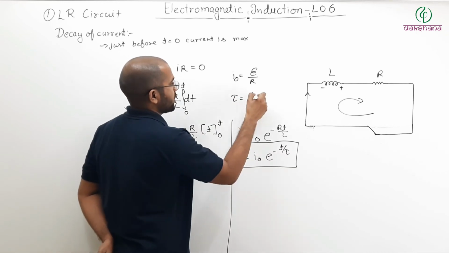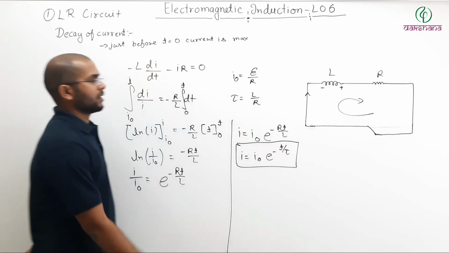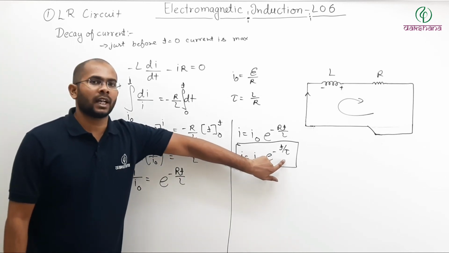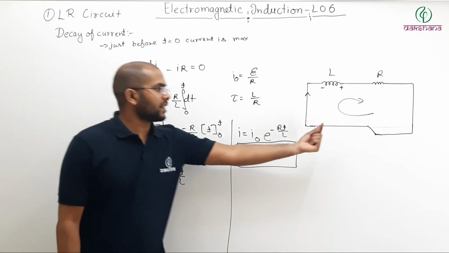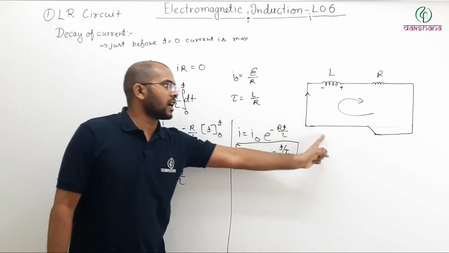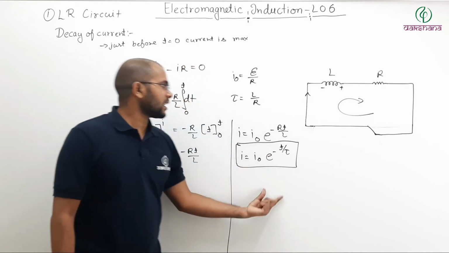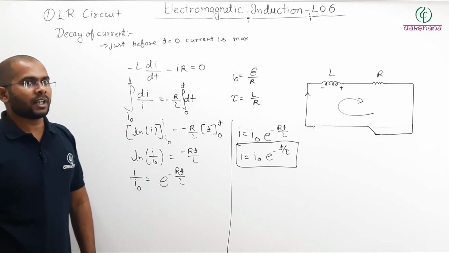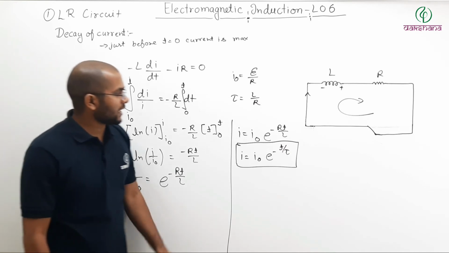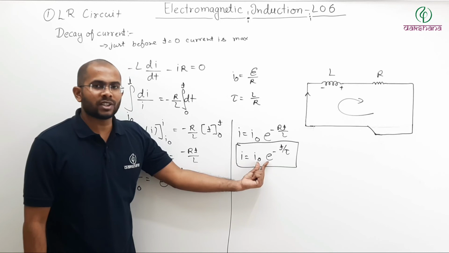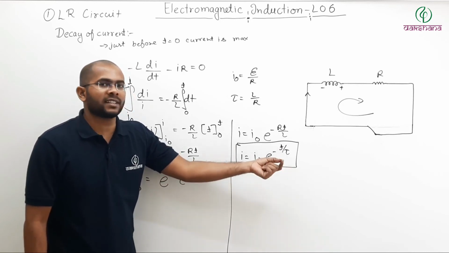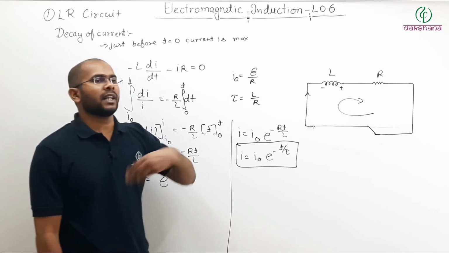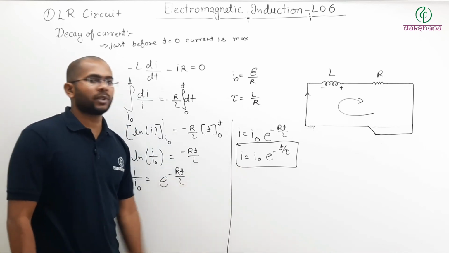Time constant is L divided by R. So that is your current as a function of time in case the battery is removed and the current starts decreasing in an LR circuit. So how much time will it take for current to become 0? Theoretically speaking, for this to be 0, the e power should be minus infinity, so t should be infinity. So an infinite time it will take for current to become 0.